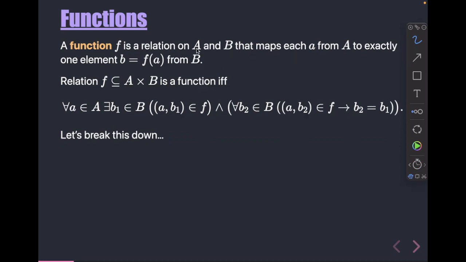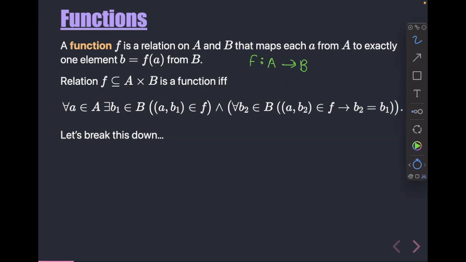You have a function f that starts in A and ends in set B. The elements you input into your function are from A, and the elements you output are from B. This is the notation you might see here too: f colon, where it starts and where it ends, with an arrow in between.